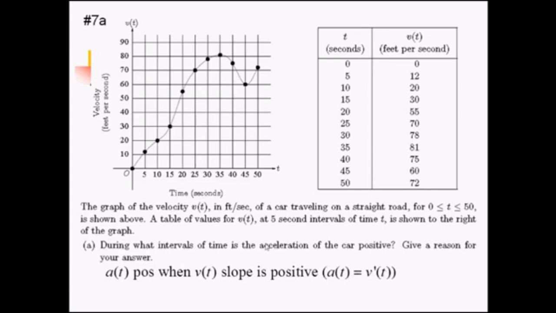And then the other part of the answer is actually figuring out where that happens. Well, we have a positive slope for velocity between 0 and all the way over here at 35. This is our turnaround spot. And also we have another one from 45 to 50. So those are our two intervals where we have positive acceleration because our velocity is increasing.